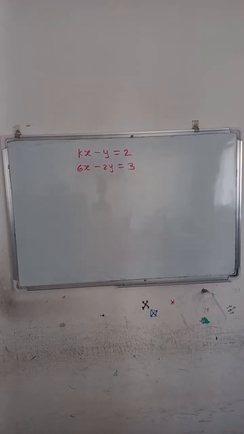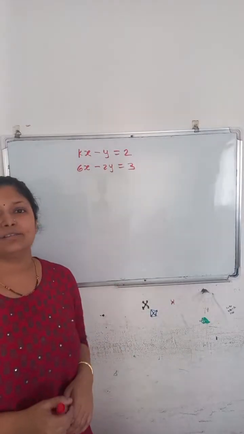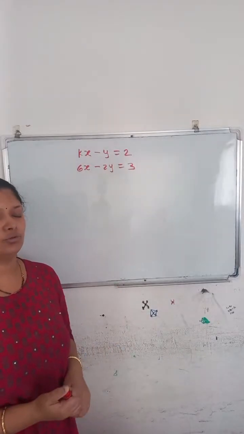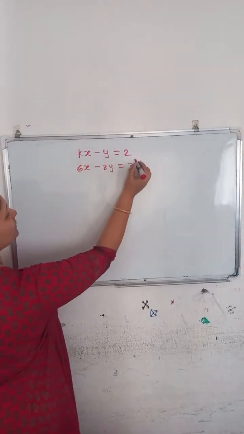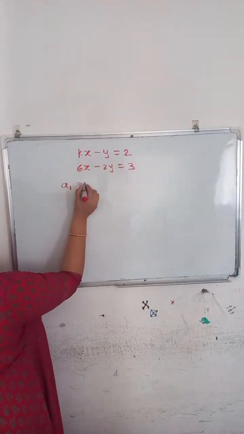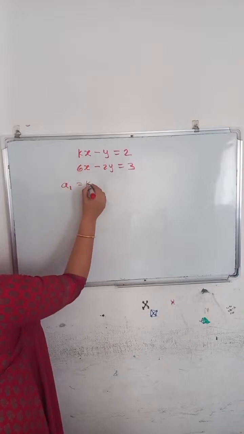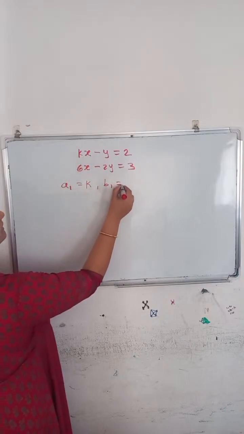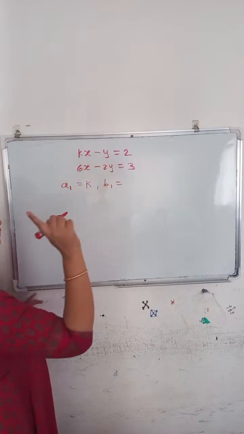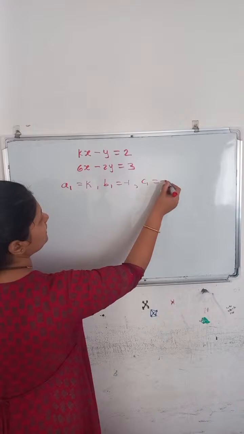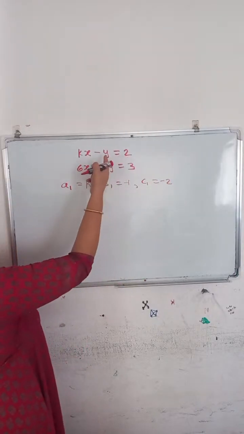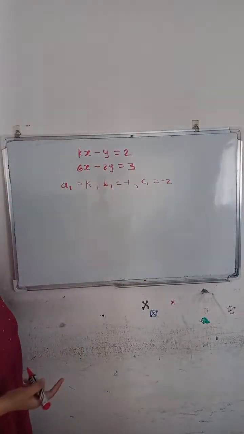So here they are clearly giving that this is having a unique solution. Unique solution means the lines are intersecting and we are getting only one solution here. Okay. So if we compare, suppose this is 1 and 2, then a1, the coefficient of x, is k, then b1, the coefficient of y, is not 1, it's minus 1. And c1 is nothing but minus 2, because when you transpose to this side it will become minus 2.